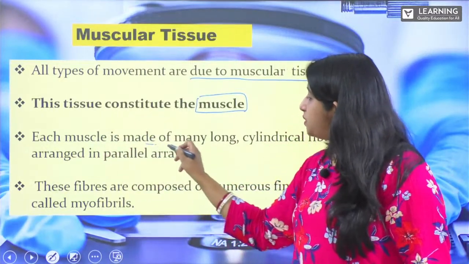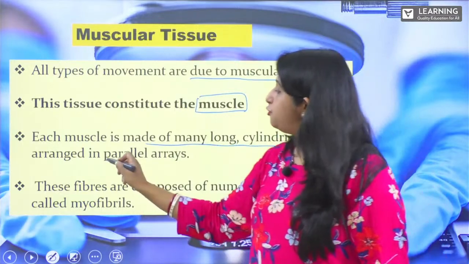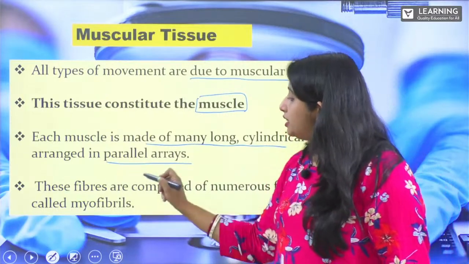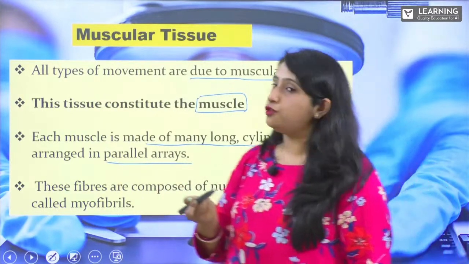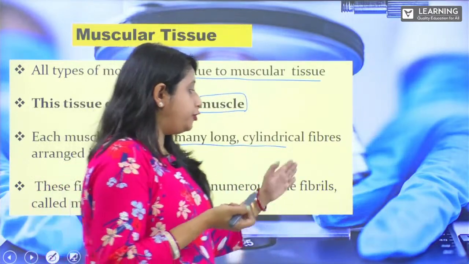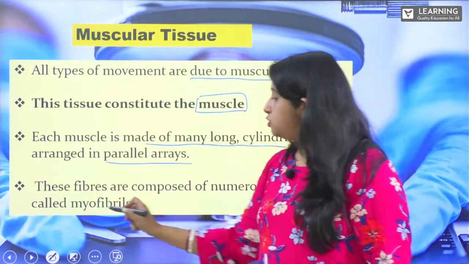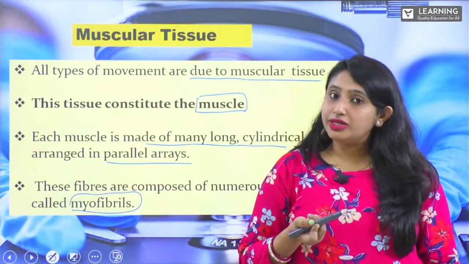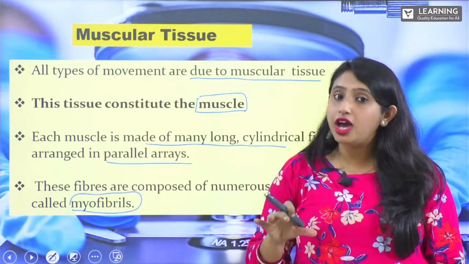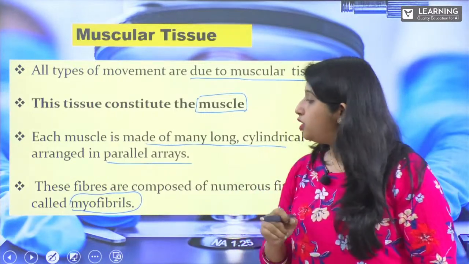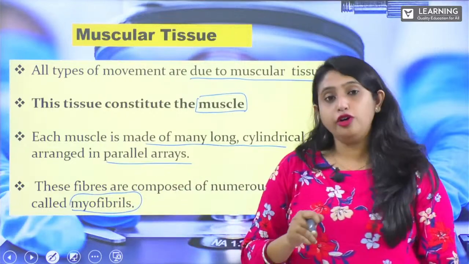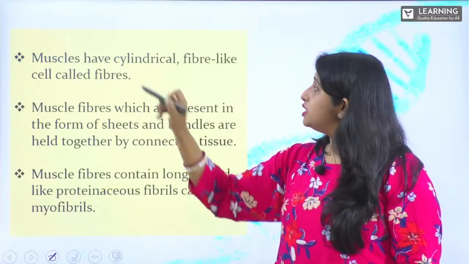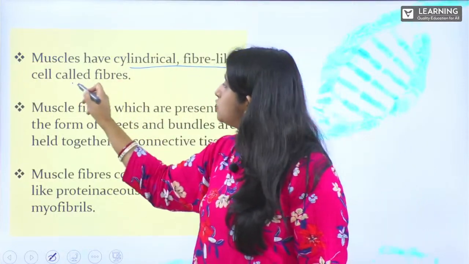So each muscle is made up of many long cylindrical fibers arranged in parallel arrays, or in a parallel fashion, and these fibers are composed of numerous fine fibrils, which are known as what? Which are known as myofibrils. So as we have seen, inside the muscle we have various fibers, and these fibers are composed of your myofibrils. Is that clear?